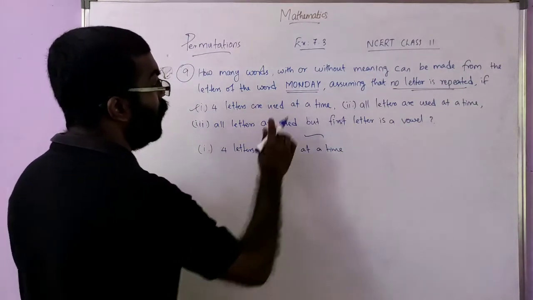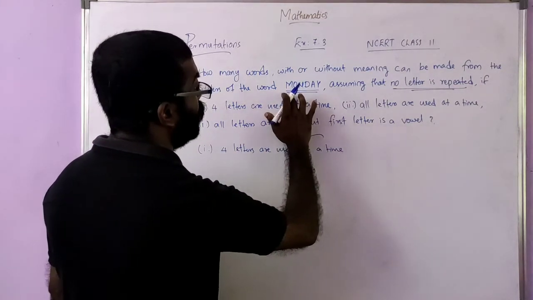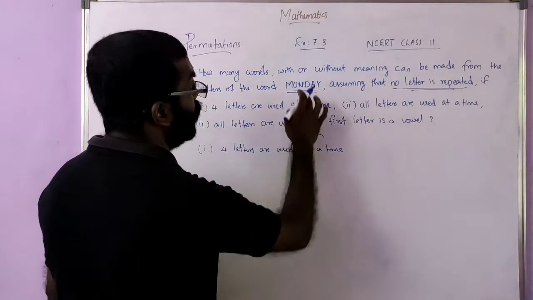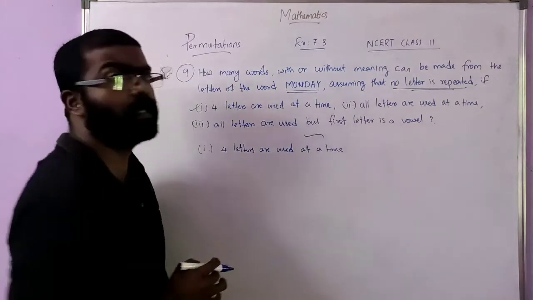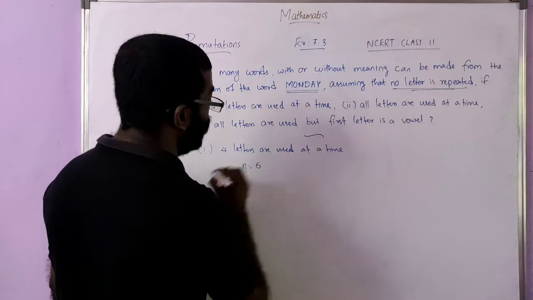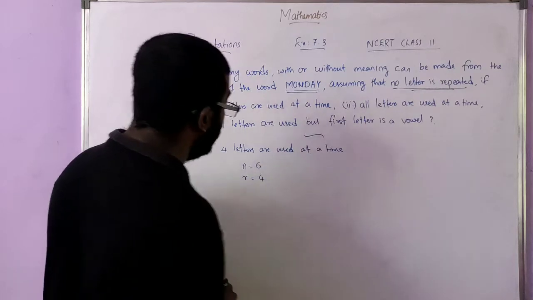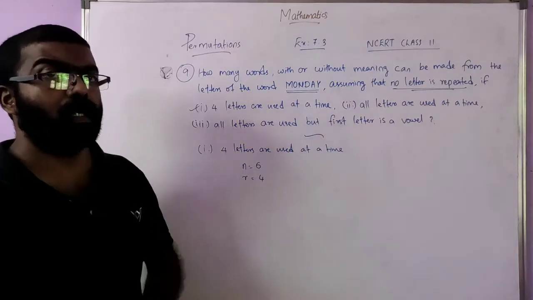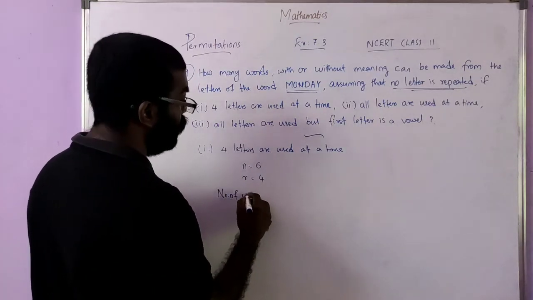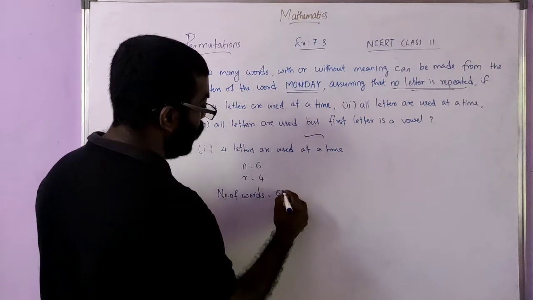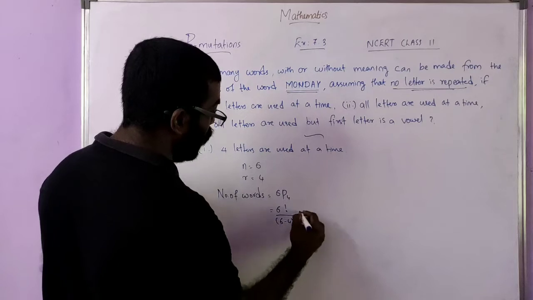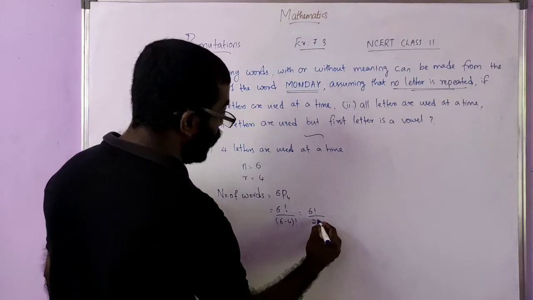So here we have total number of letters as 6: 1, 2, 3, 4, 5, 6. And there is no repetition in these letters. So n is equal to 6 and r is equal to 4. Here we have to use 4 letters at a time. And the number of words is equal to 6P4. That is 6 factorial divided by (6 minus 4) factorial, which is 6 factorial divided by 2 factorial.